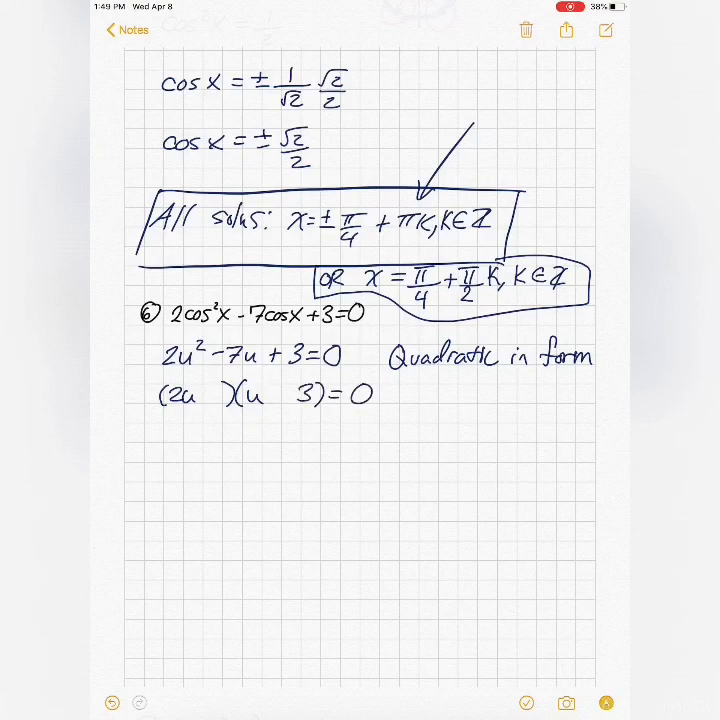Is it negative and negative? Let's see, that'd be 2u squared minus 6 minus 1 is minus 7 plus 3. Looks like it. So if you wanted to, you could really factor this just in cosine. Depends on if you find the u substitution helpful or not. So either way, you arrive back here, right?